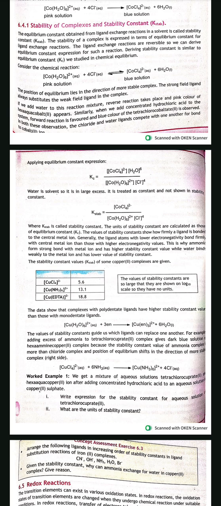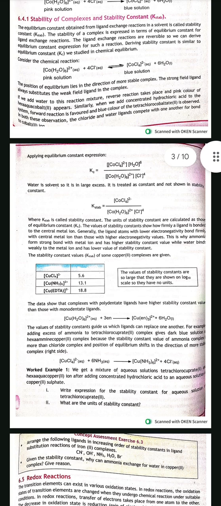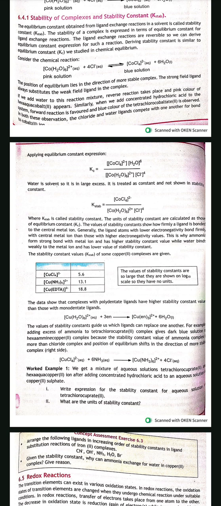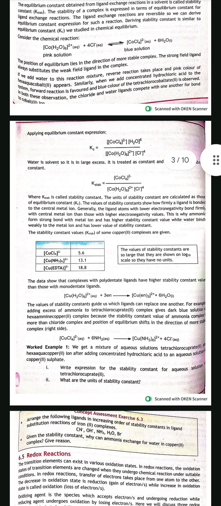Stability of complexes and stability constant, which is K stability. The equilibrium constant obtained from a ligand exchange reaction in a solvent is called the stability constant. The stability of a complex is expressed in terms of the equilibrium constant. The ligand exchange reactions are reversible, so we can derive an equilibrium constant expression for such reactions. Deriving the stability constant is similar to deriving the equilibrium constant.